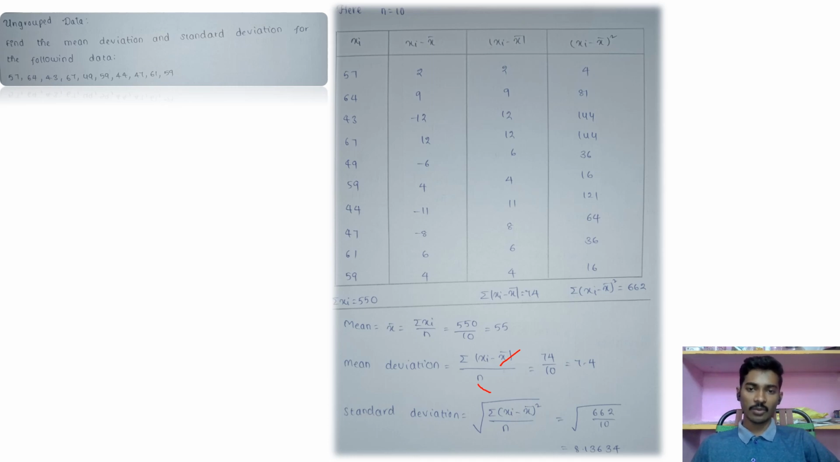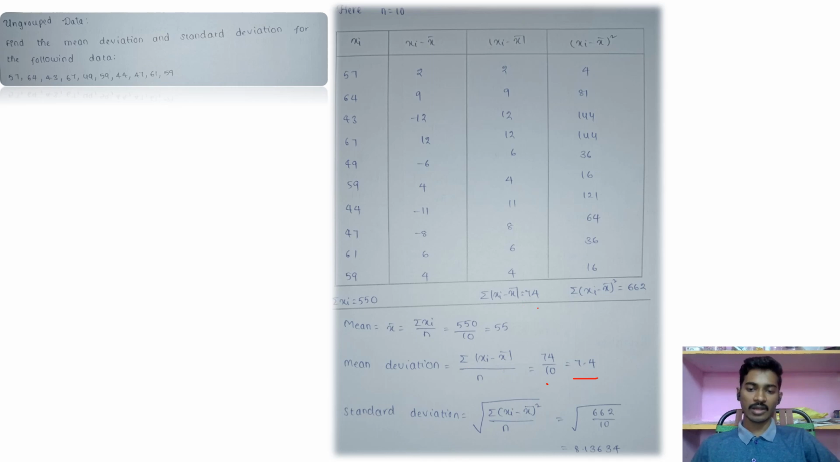Now we have to take the modulus of xi minus x bar. Then we get 2, 9, 12, 12, 6, 4, 11, 8, 6, 4. By adding all these values we get sigma |xi minus x bar|, which is equal to 74. Now the mean deviation is sigma |xi minus x bar| by n, that is 74 by 10, which gives 7.4. This is the mean deviation for the given data.